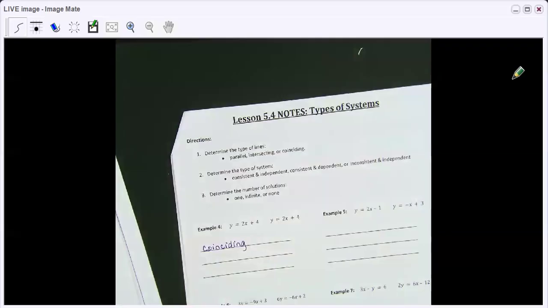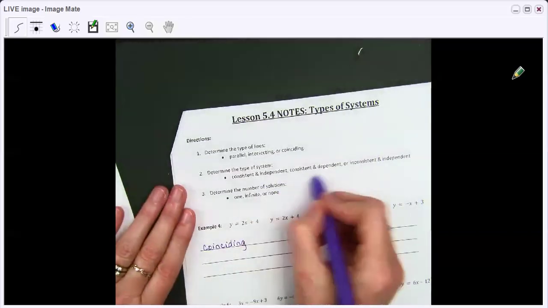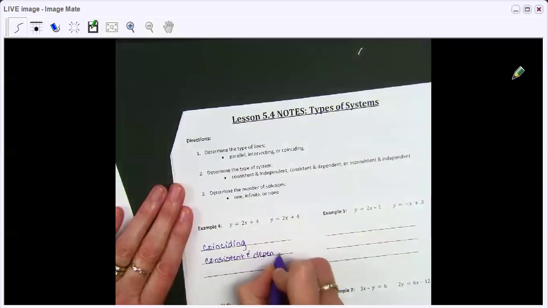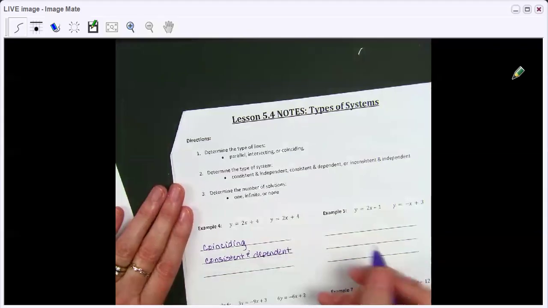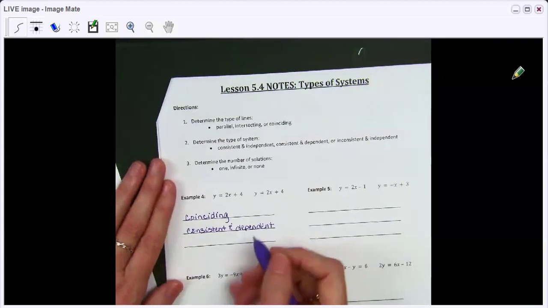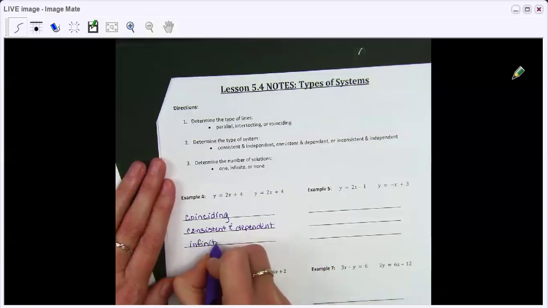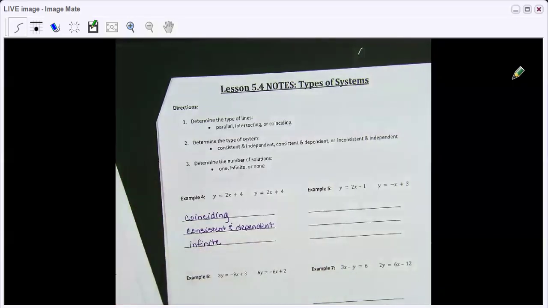I heard someone say it. Consistent and dependent. So it's that second one. And then how many solutions will they have? Infinite. Okay, I'm going to do one more with you, and then I want you guys to work with your partner on the other one. We're going to do example 6.